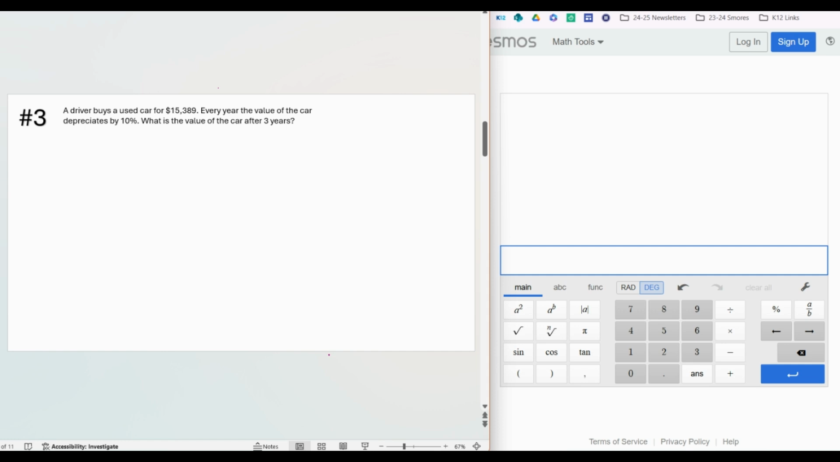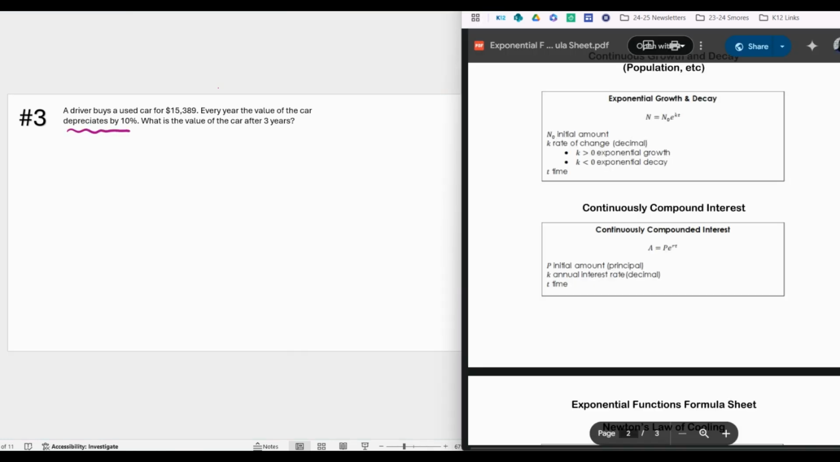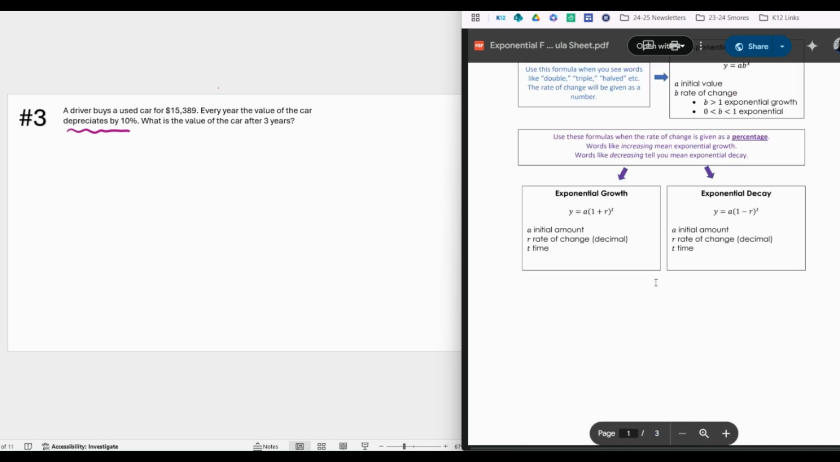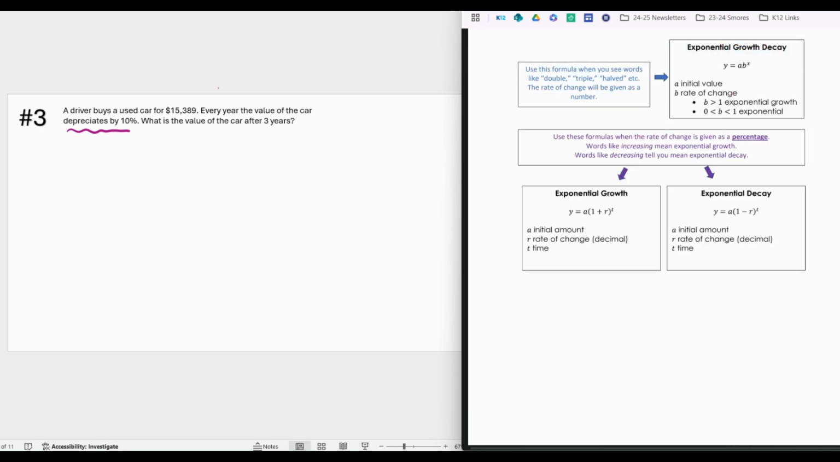So in this problem, it says the driver buys a used car for $15,389. The value of the car depreciates by 10%. What is the value of the car after 3 years? So the key word here is depreciates by 10%. So if we go to our formula chart, you can see we have not continuous, but it says we have a percentage, and then depreciates tells us that it's decreasing.